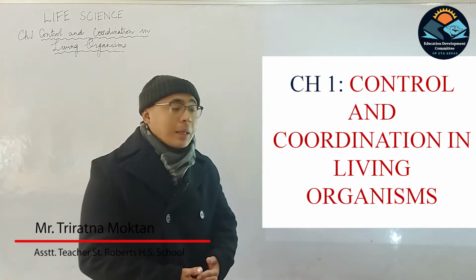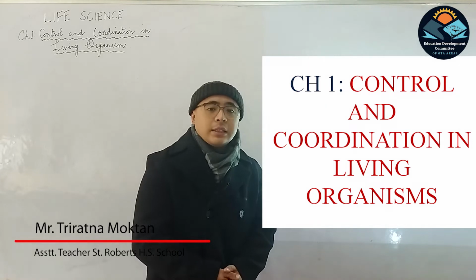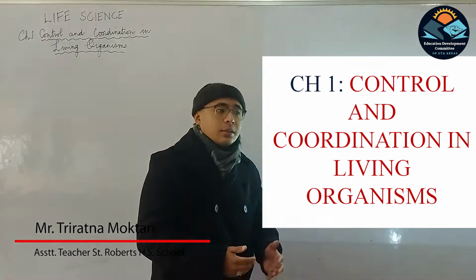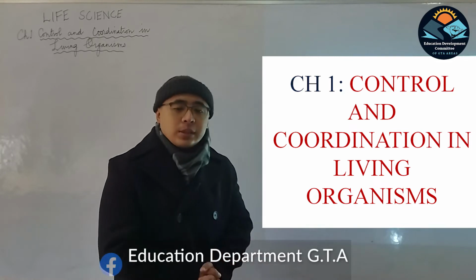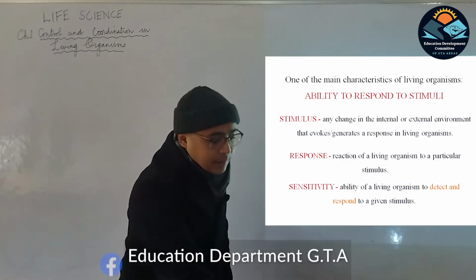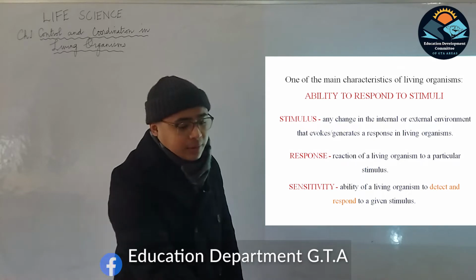In this lesson we will be discussing the first chapter in life sciences for Madhyamik students. The first chapter is Control and Coordination in Living Organisms, and this chapter is divided into 5 parts. However, in this lesson we will be discussing the first part, which is sensitivity and response in plants.